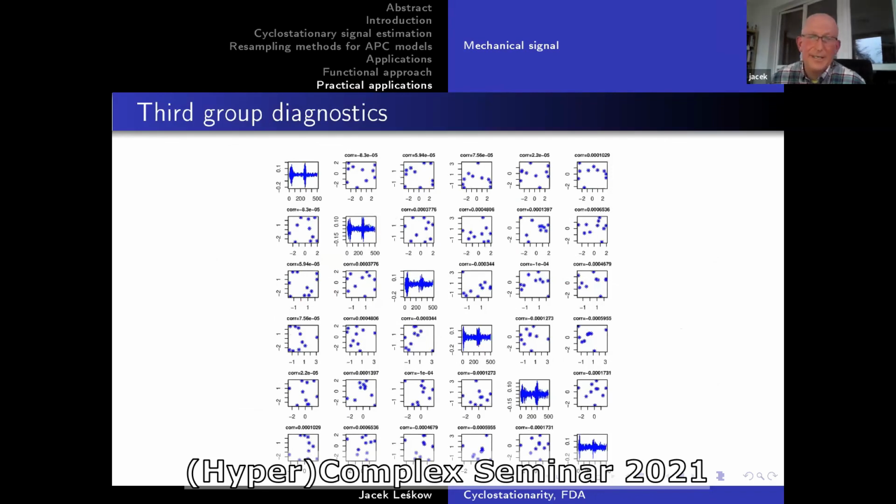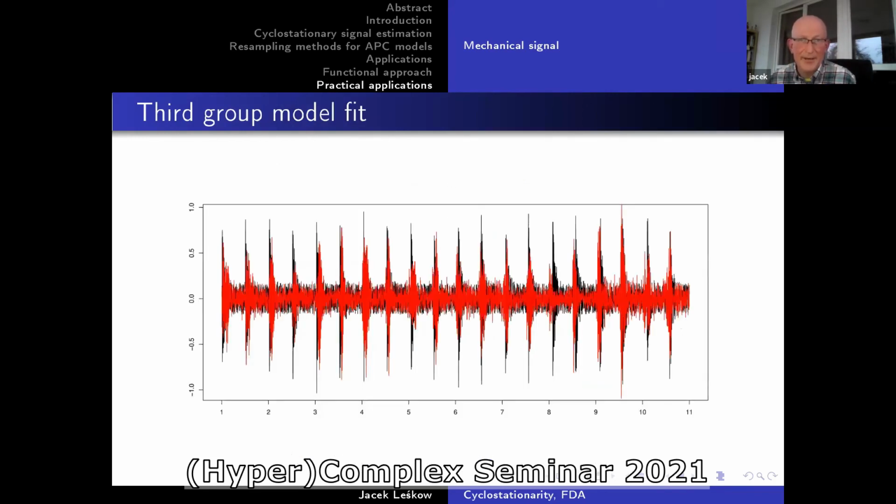That's another picture showing the main diagonal, where you have the eigenfunctions, and beyond the diagonal, you have the correlations of scores. This is a diagnostic picture corresponding to this model, and that's another reconstruction of the signal.